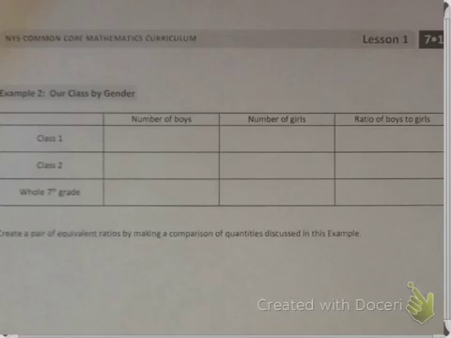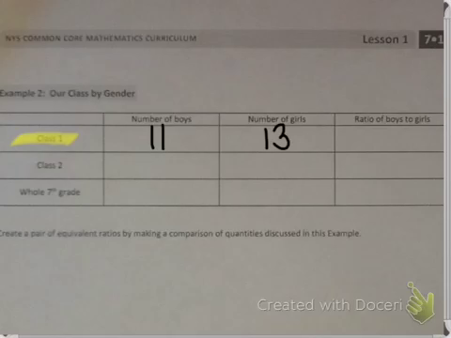Let's go ahead and make a comparison of two quantities that are measured in the same units by comparing the ratio of boys to girls in our grade 7 math support class and a couple of different classes. So class 1 will be our math support class, grade 7. I'll tell you right now what we have enrolled, and again, this might not be true the entire year, but we have 11 boys and 13 girls.